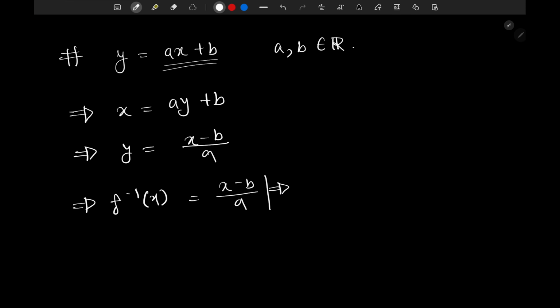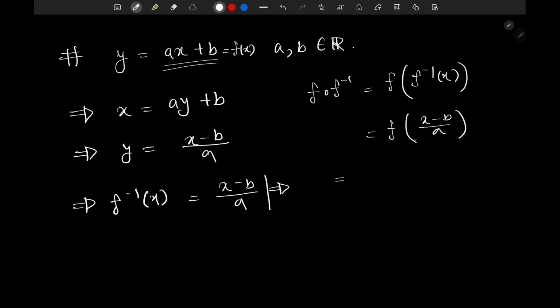Now let's try to see if this really makes any sense. So I want to take the function composition of f and f inverse. So f of x was ax plus b. I can write it as f of something. So now I want to put the input as f inverse of x, which I'm calling x minus b divided by a. If I put it in, this is a times x minus b over a, plus b. And this is x.